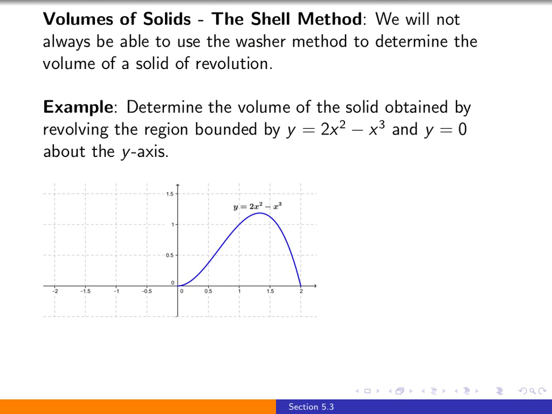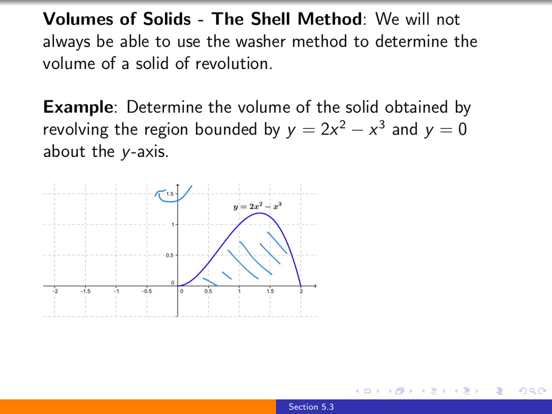For example, let's consider the volume of the solid obtained by revolving the region bounded by y equals 2x squared minus x cubed, y equals 0, which would just be the x-axis, about the y-axis. So we're going to take the region enclosed underneath this curve and form a solid by revolving it around the y-axis. So let's think about how we would have to approach this with the washer method.